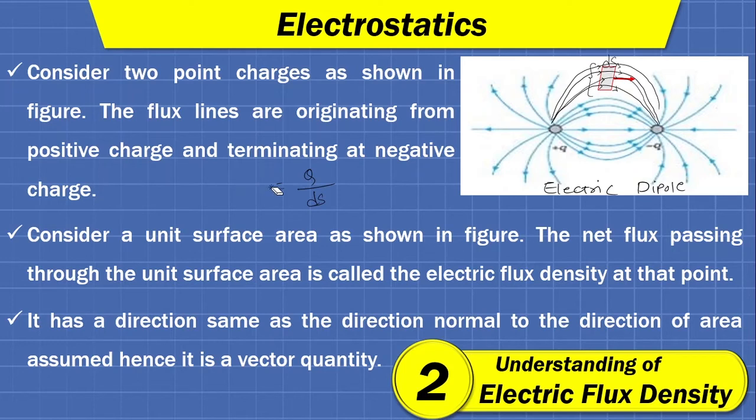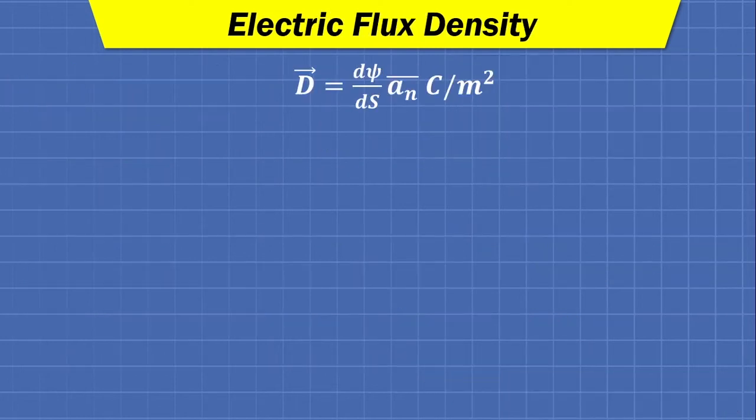Now with this understanding, let us understand the electric flux density due to a point charge. But before doing so, let us understand that D bar is defined as d psi by ds. So here d psi is a small amount of flux and ds is an area. Here the direction is shown as a n bar. A stands for unit vector and n stands for normal.